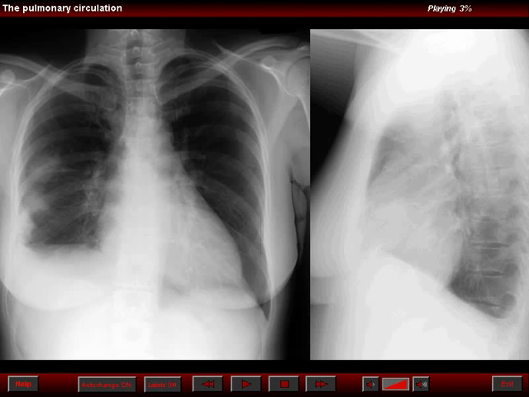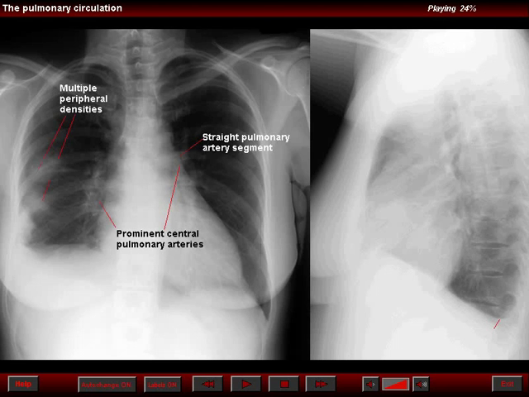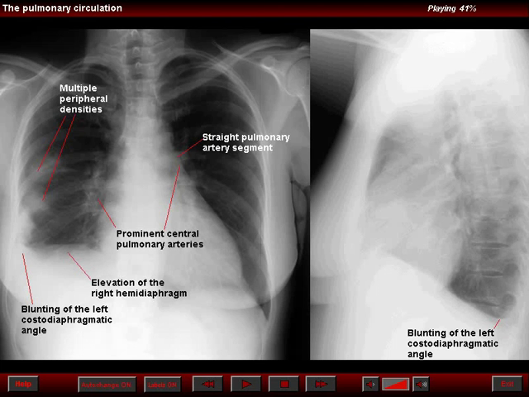Frontal and lateral chest roentgenograms revealed a straight pulmonary artery segment, minimally prominent central pulmonary arteries, and peripheral densities in the right side with a blunted right costodiaphragmatic angle. Note also what appears to be either a high dome of the right hemidiaphragm or subpulmonic effusion on the right side. The peripheral densities were nonspecific. Retrospectively, they represented areas of pulmonary infarction.